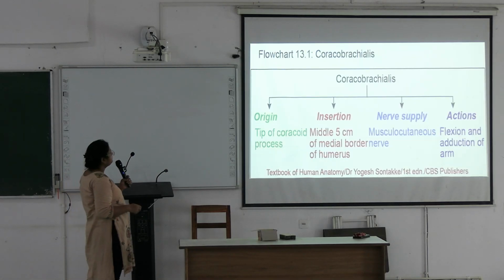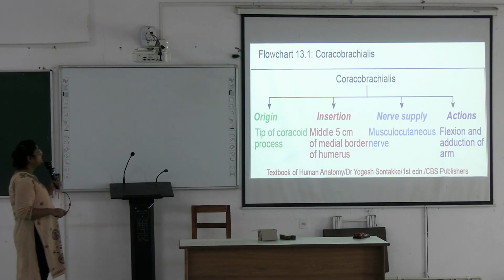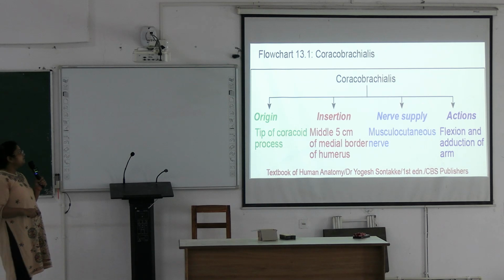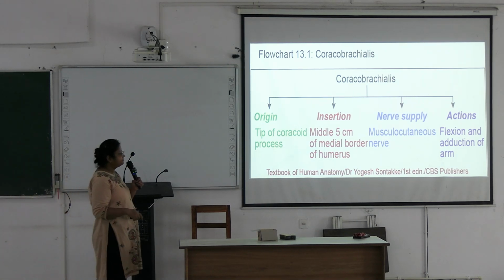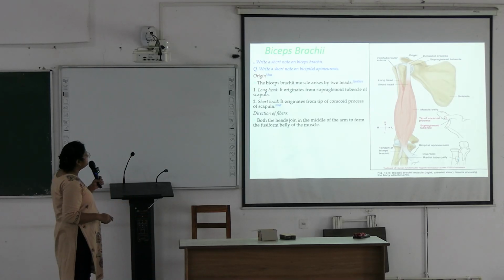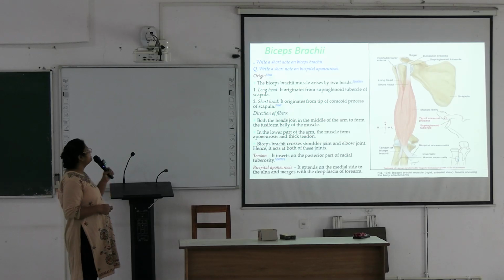Okay. So this is the summary: origin, tip of coracoid process, insertion, middle one-third of medial border of humerus. Nerve supply is the musculocutaneous nerve. Action is flexion and adduction of the arm. Next we are going to biceps brachii. A very frequently asked question, biceps brachii.